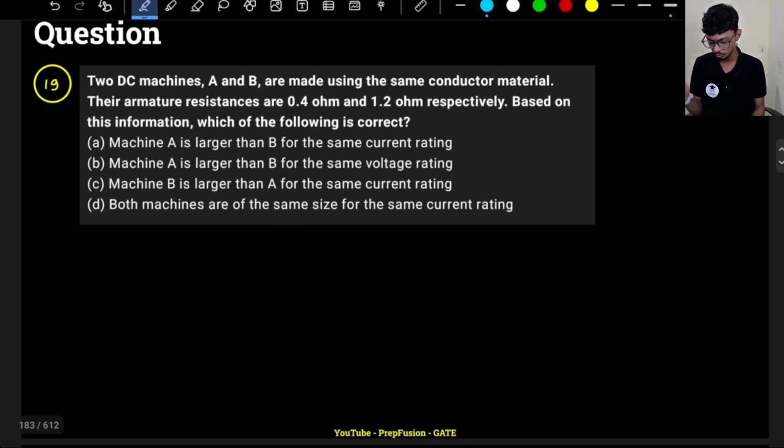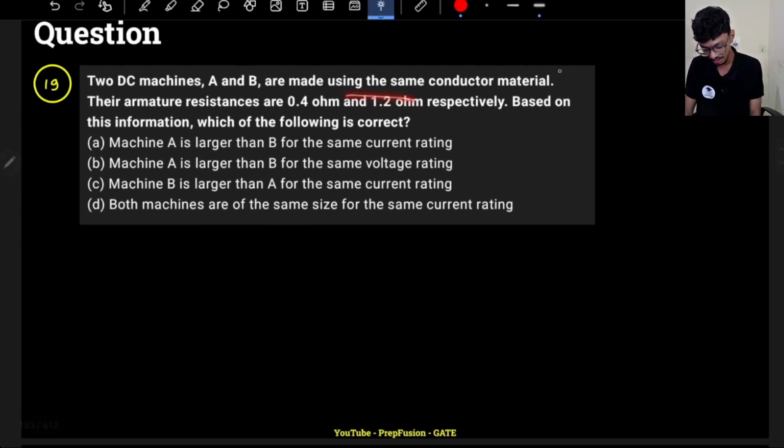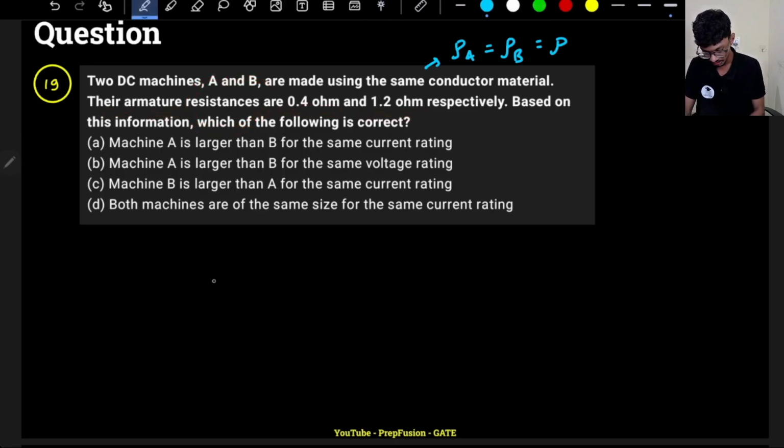This was the question. Two DC machines A and B are made using the same conductor material. If they are made using the same conductor material, that means the resistivity will be the same. So the resistivity of A equals the resistivity of B. Their armature resistances are 0.4 ohm and 1.2 ohm. So RA of machine A is 0.4 ohms, and the armature resistance of machine B is 1.2 ohms.